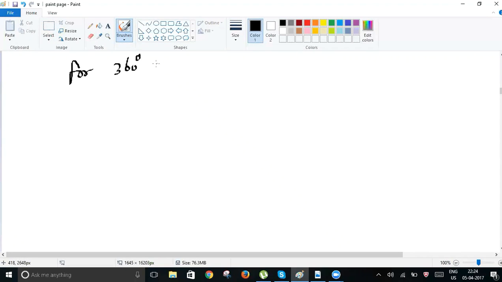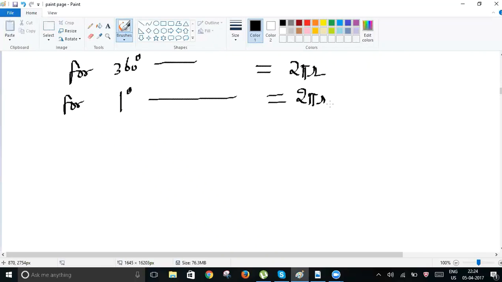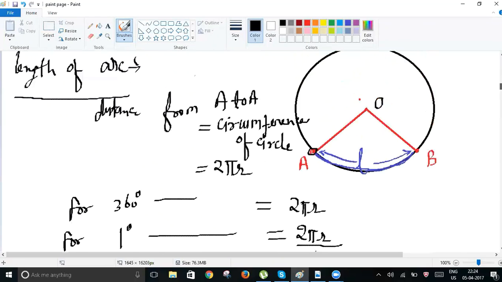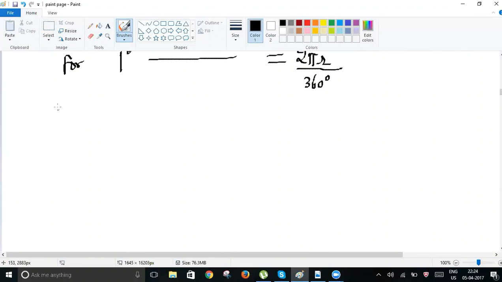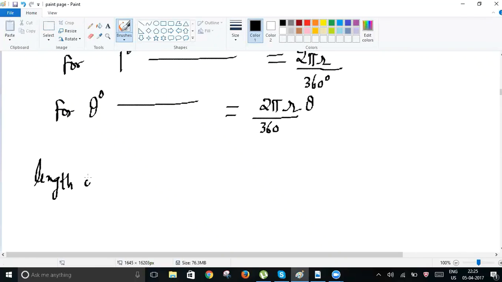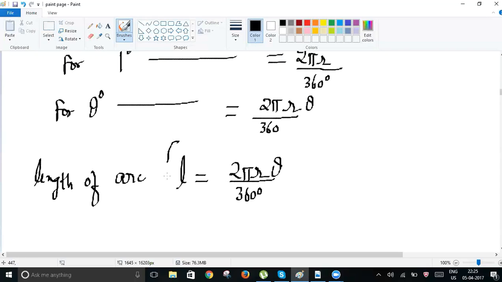And tell me, if I start moving from A and I reach point A, how much angle did I make? 360 degrees. So if I travel a 360 degree angle, we cover a distance equal to 2 pi r. For 1 degree angle, we will cover a distance equal to 2 pi r upon 360. Now assume that if I reach from A to B, then I have traveled an angle theta. So for theta degree angle, the distance traveled along the circumference is 2 pi r theta upon 360. And the distance that I have traveled for getting this angle theta is the distance from A to B, that is the length of arc.